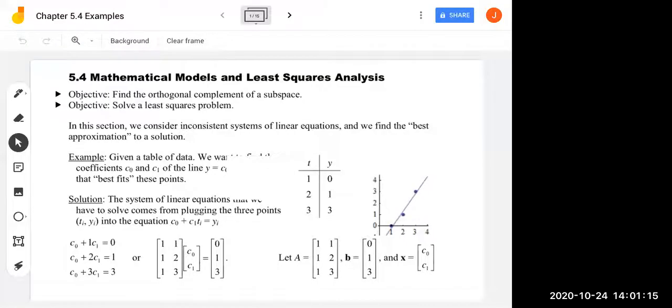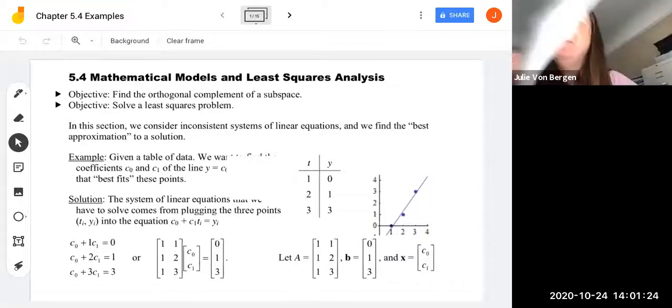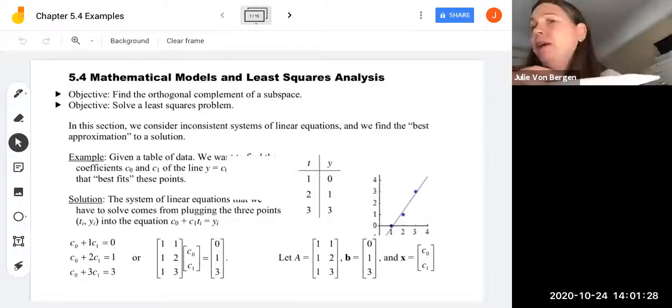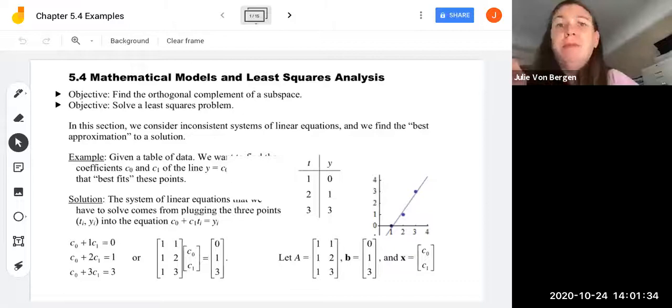In this video, we continue with Chapter 5. We'll be covering Chapter 5.4, all about mathematical models and the least squares analysis. We have two learning objectives. We are going to find the orthogonal complement of a subspace, so that will be covered in this first video. And in our second video, we will see how to solve a least squares problem.